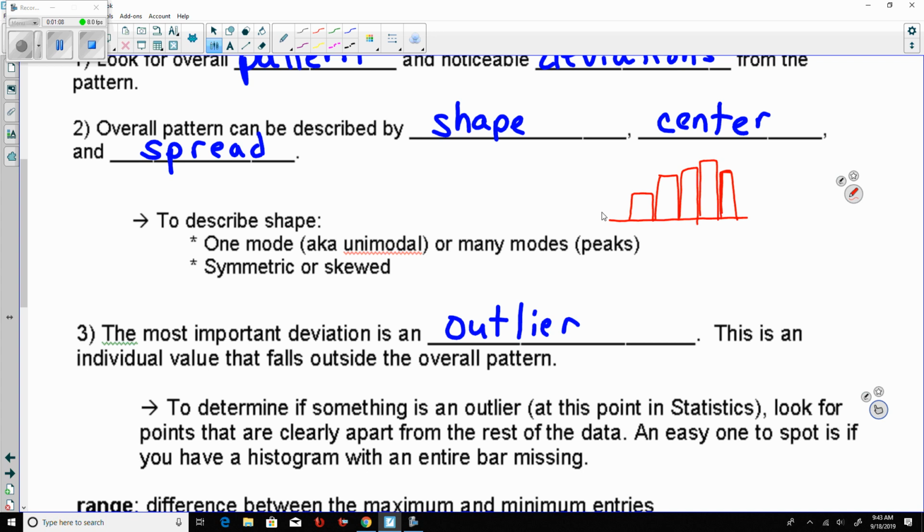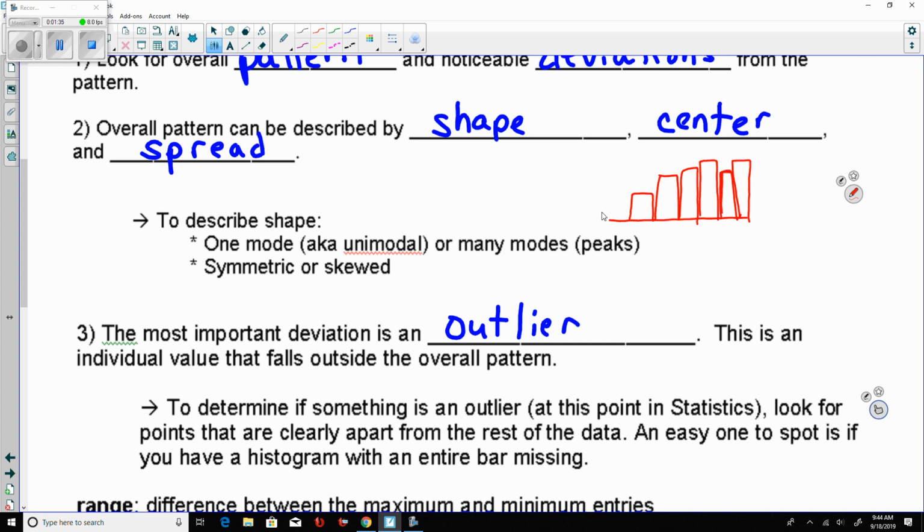So if it's one mode, that means you can see that there is a number, or it could be an interval, that is the highest, or contains the most. And then many modes, many peaks. You might have one that's exactly the same height, so that could be bimodal. So there's two of them, or multimodal if there's more than two.